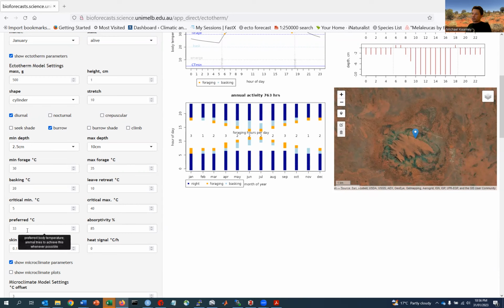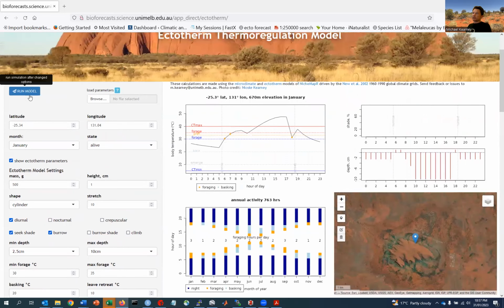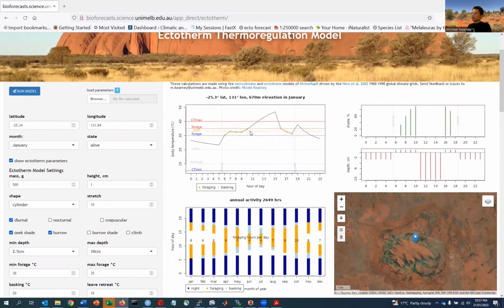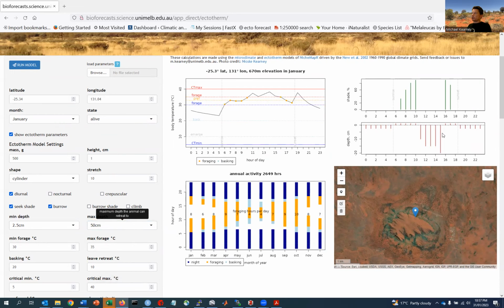And then you've got the preferred temperature, and they're all the different behavioral thresholds. So it will always try and get as close as possible to the preferred temperature when it's foraging, if it can, by increasing the amount of shade. If I go back to it being able to seek shade, run the simulation, you can see it's trying to be as close as possible to the preferred temperature here. But again, I should make it be able to go a bit deeper. Now it's a happier animal going deeper underground.